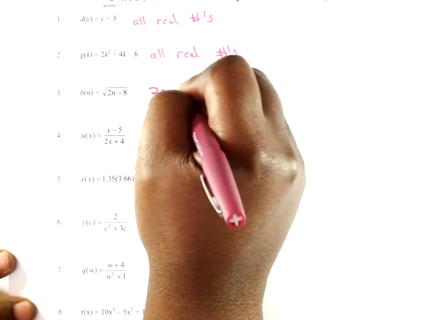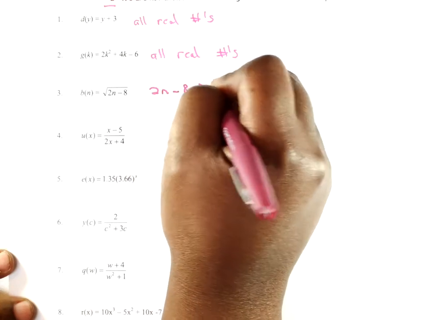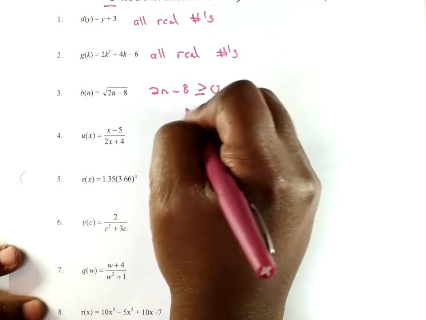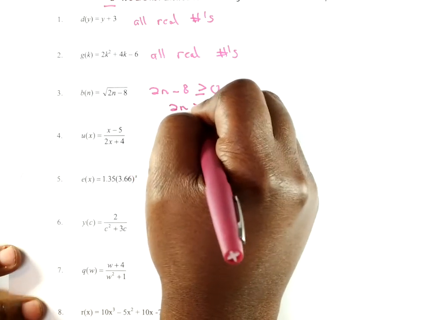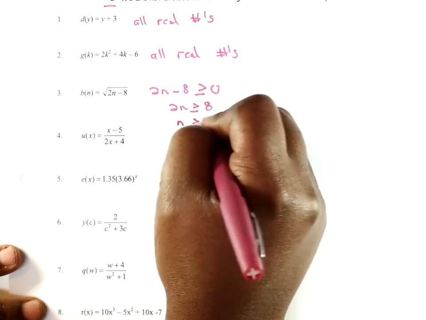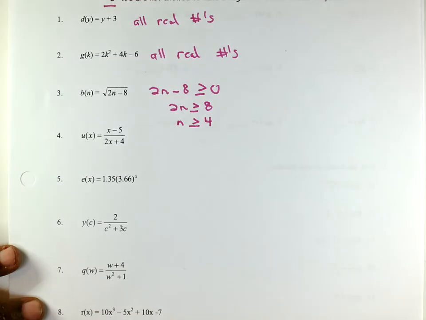So 2n minus 8 has to be greater than or equal to 0. I can take the square root of 0. I just can't take the square root of a negative number. So we add 8 to both sides and we get 2n has to be greater than or equal to 8. Divide by 2. We get n is greater than or equal to 4.